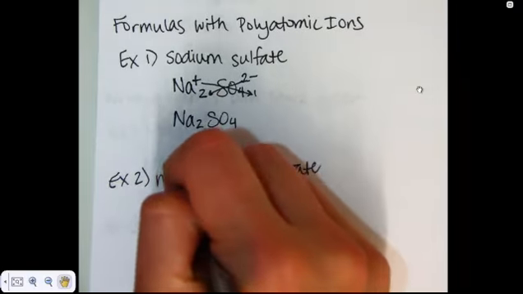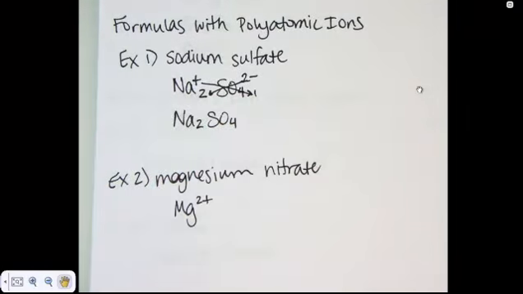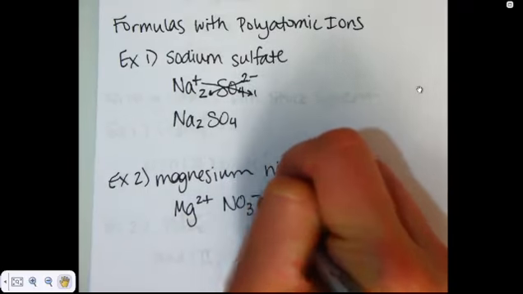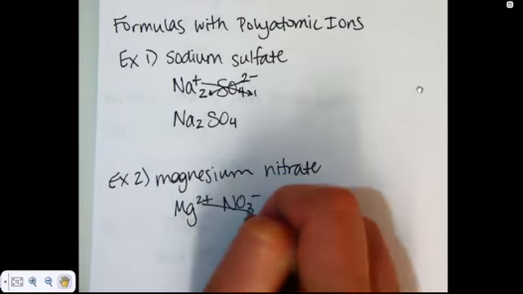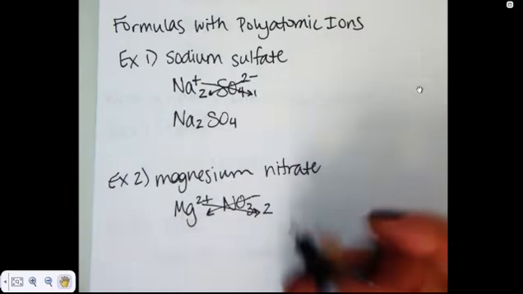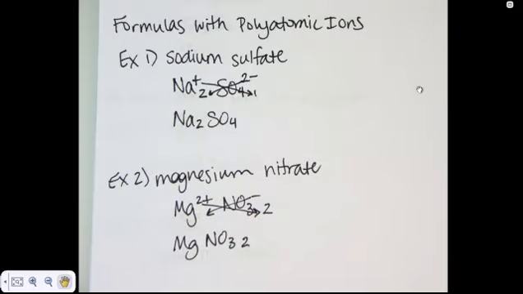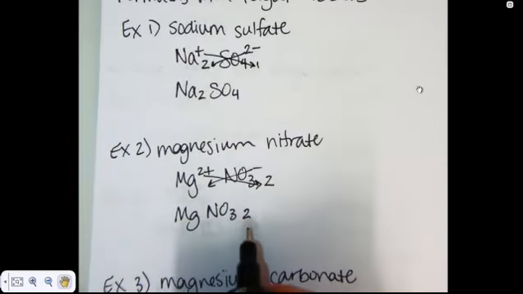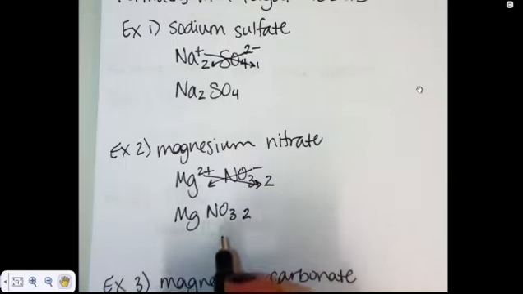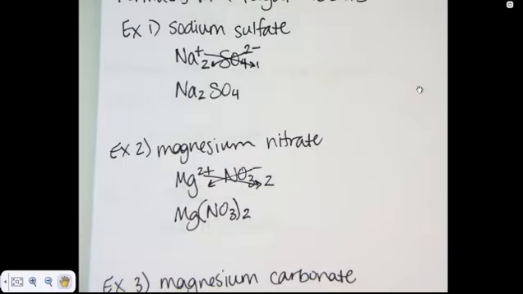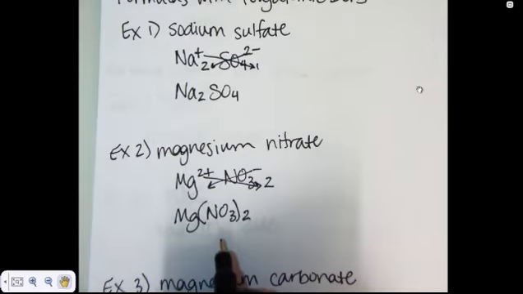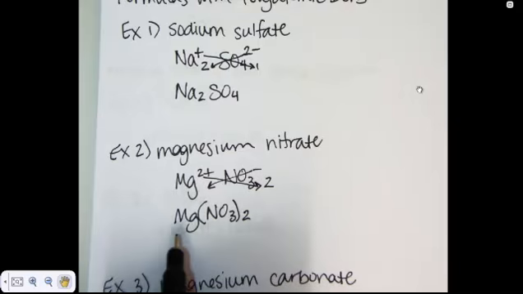Next up, magnesium nitrate. I know that magnesium is Mg2+, and nitrate is NO3-. I'm going to cross the charges, and I end up with MgNO3 2. But the problem is that we don't want the 3 and the 2 next to each other because it looks like it says 32. So we're going to put parentheses around the polyatomic ion only, and that's the finished formula. So this says we have 1 magnesium ion and 2 nitrate ions.